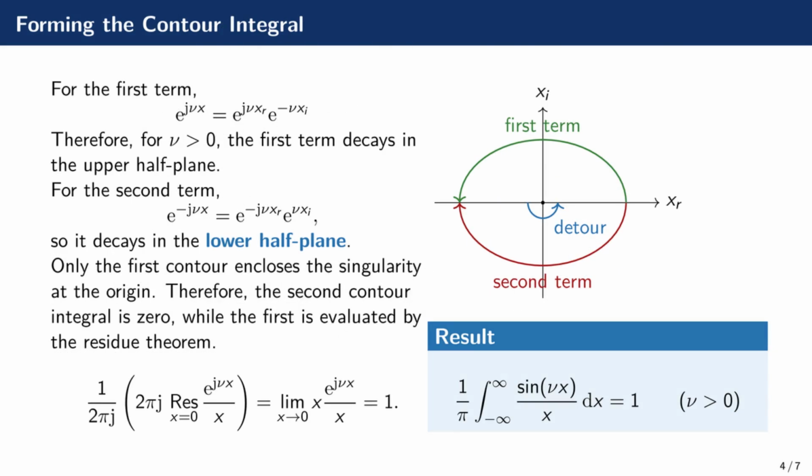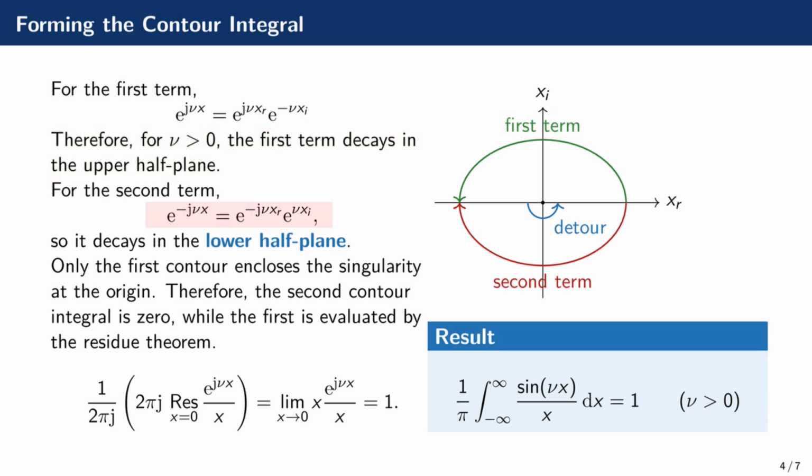Now we would like to use the residue theorem, so we close the contour in the direction where the integrand decays to 0. For the first term, exp(j nu x), write x as x_r plus j x_i. Then exp(j nu x) becomes exp(j nu x_r), multiplied by exp(minus nu x_i). The first factor is only oscillatory. The second factor goes to 0 when x_i becomes sufficiently large and positive. Therefore, for the first term, we close the contour in the upper half plane, because the integrand decays exponentially.